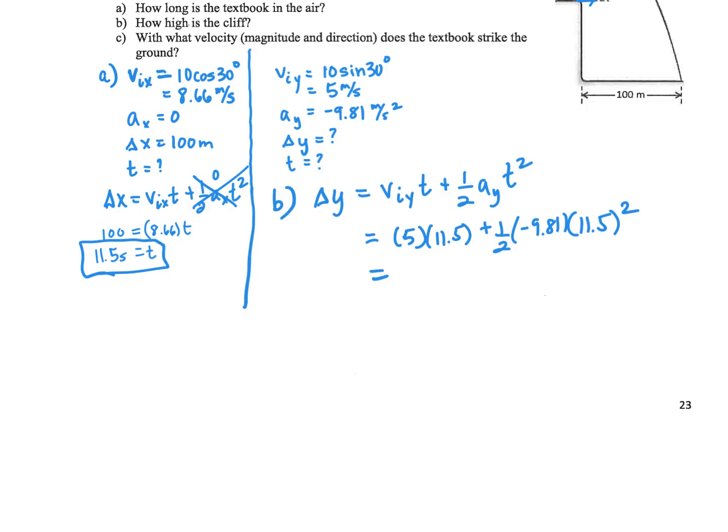What'd you get? Five what? 591.2? Okay, 591, because 3 sig figs. So 591 meters.